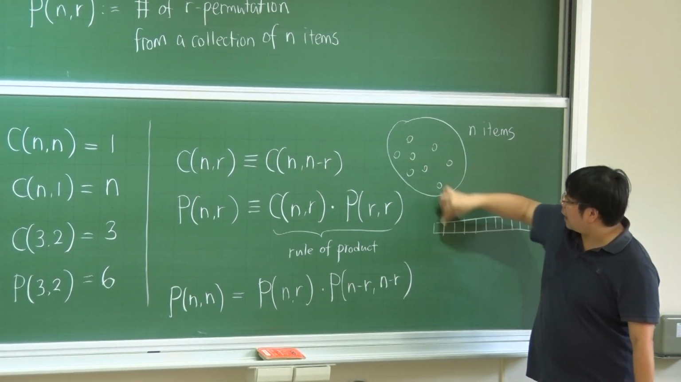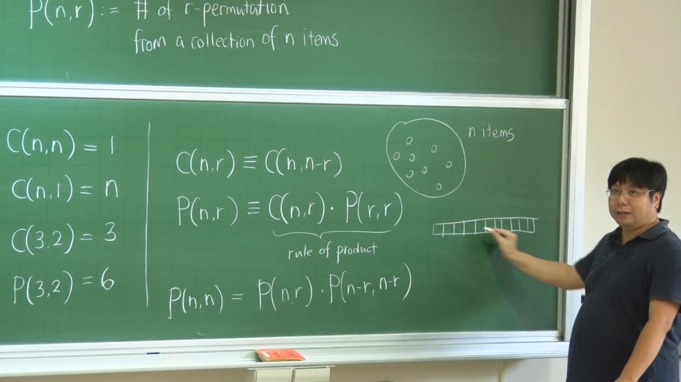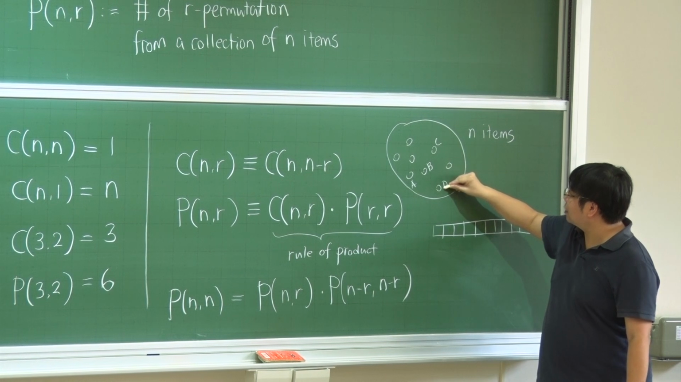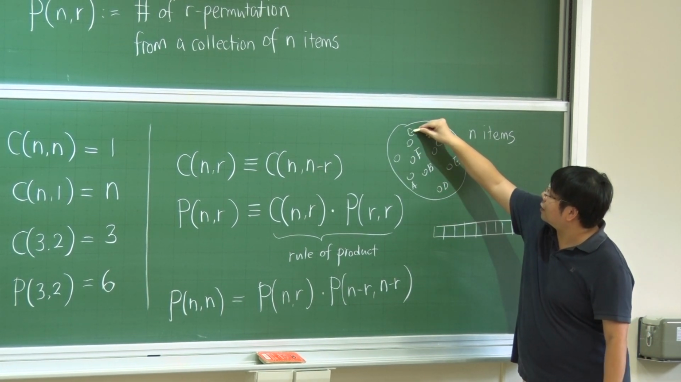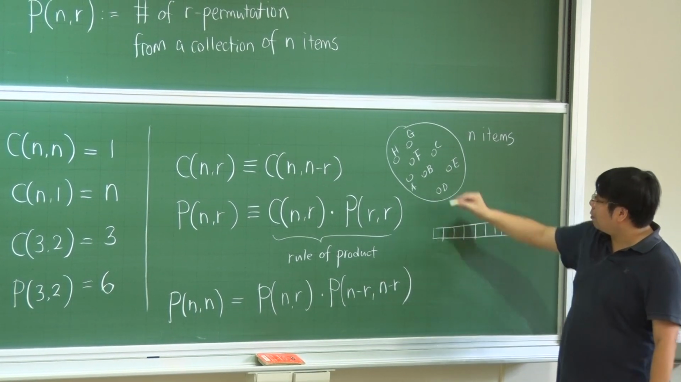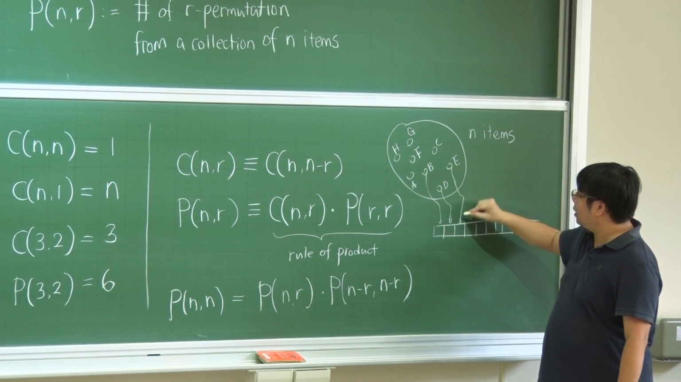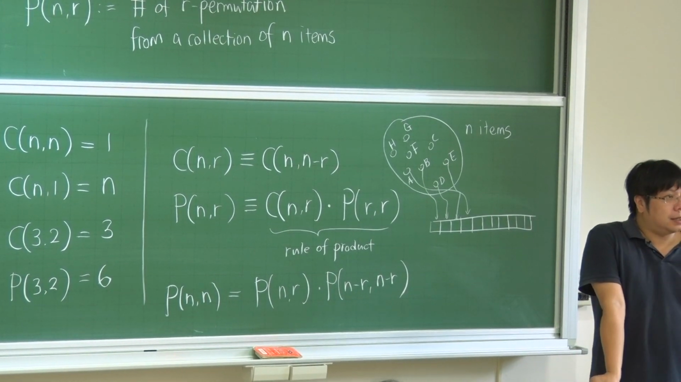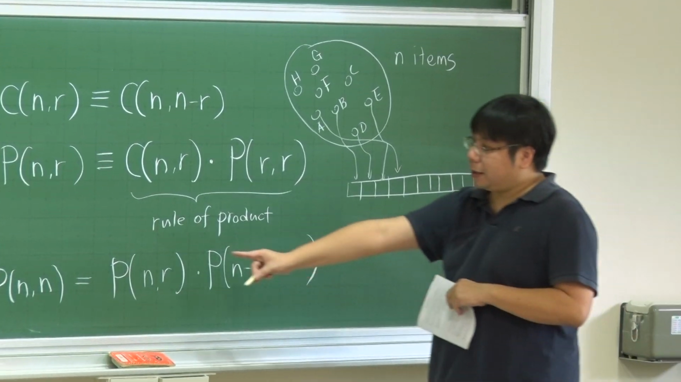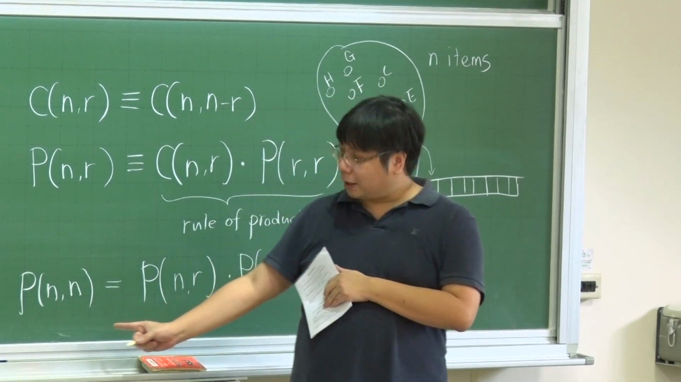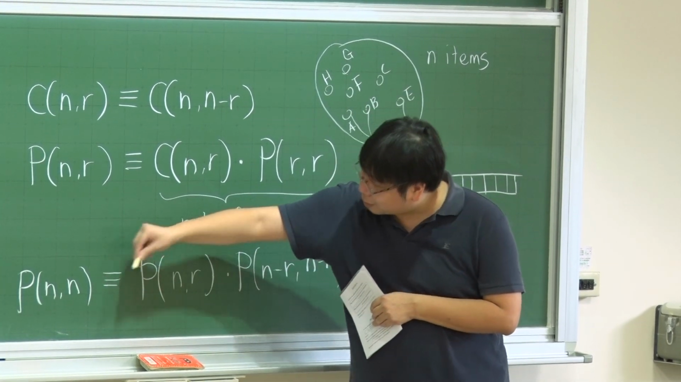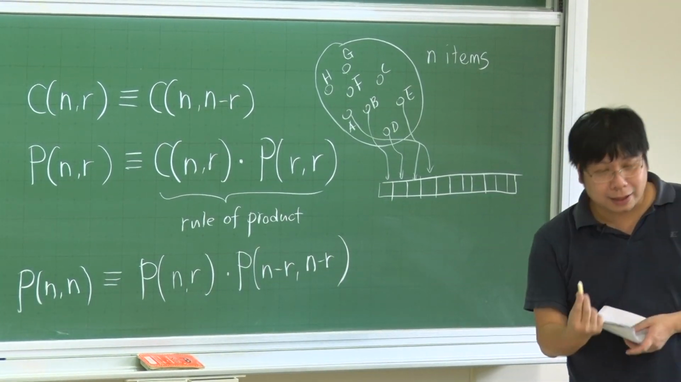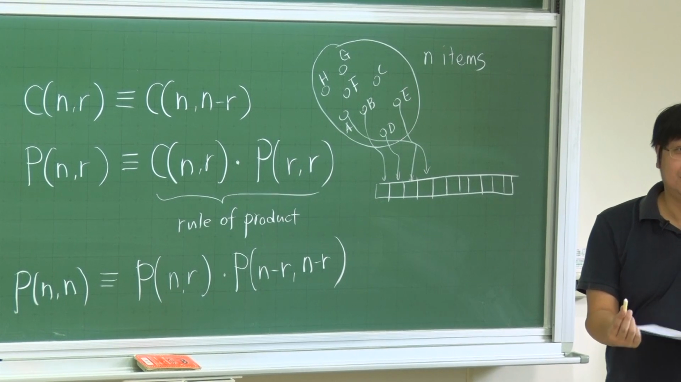An arrangement is to put these items into a line from left to right. Maybe this is A, this is B, this is C, this is D, this is E, this is F, this is G, and this is H. Maybe I want to put B here, D here, E here, A here, and so on. This is the way that we can form an n-permutation. So P(n,n) counts how many n-permutations we can have, and we are saying that this is always equal to P(n,r) multiplied with P(n-r,n-r). So why is it true?